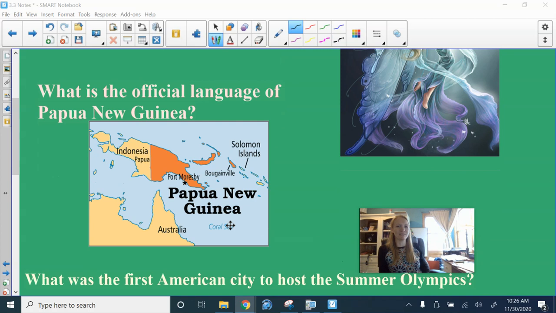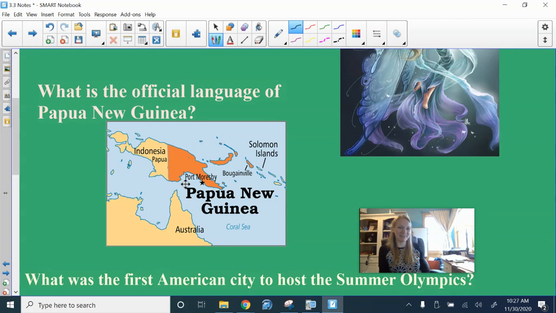Ooh, I have no idea. What is the official language of Papua New Guinea? I have no idea. This is not me who writes all of these, so it's been since last year since I've seen this slide. Anybody have a guess as to a language that they might say over there? Look at what's around it. So Papua New Guinea is this dark orange one.